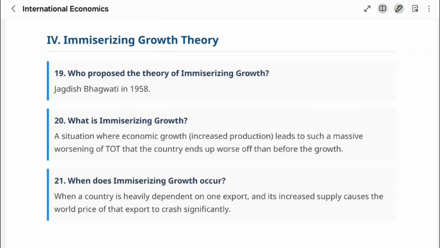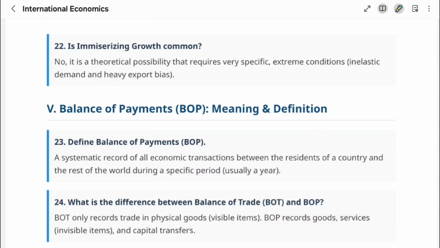Question 21. When does immiserizing growth occur? When a country is heavily dependent on one export and its increased supply causes the world price of that export to crash significantly. Question 22. Is immiserizing growth common? No. It is a theoretical possibility that requires very specific extreme conditions, inelastic demand and heavy export bias.